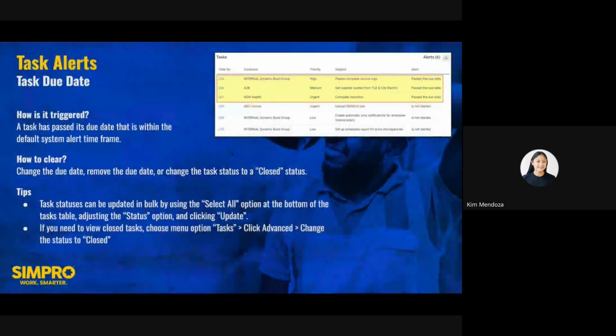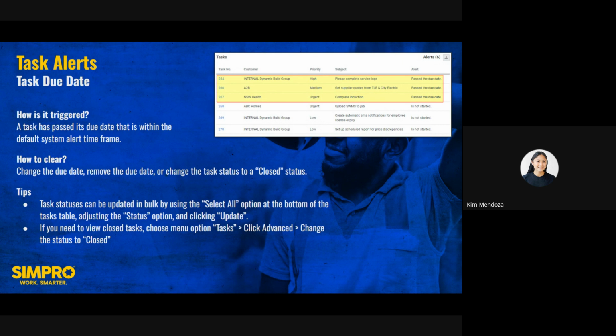Moving on to task alerts. The first task alert we have is a task due alert as highlighted in the screenshot. This alert is triggered when a task has passed its due date that falls within the system alert timeframe. To clear this alert, you can change the due date, remove the due date, or change the task status to a closed status. This can also be done in bulk.